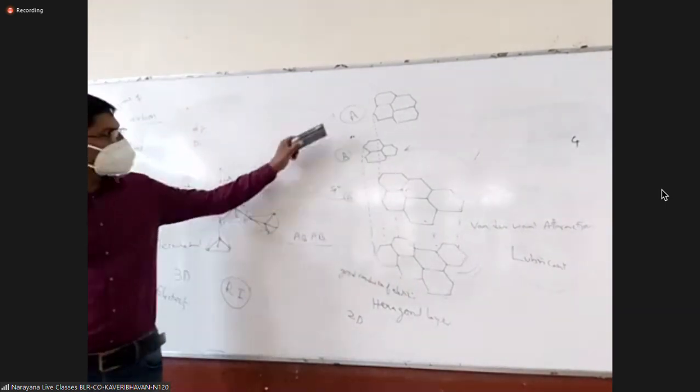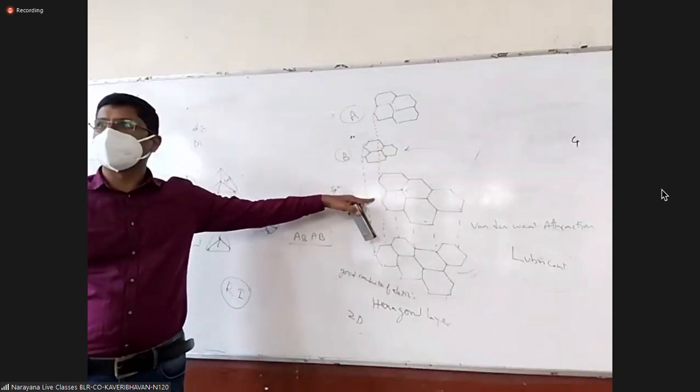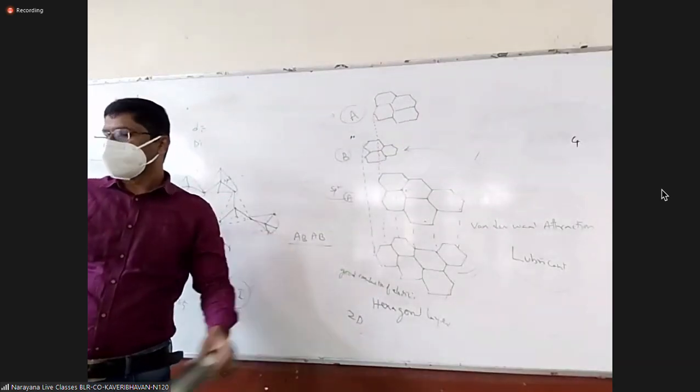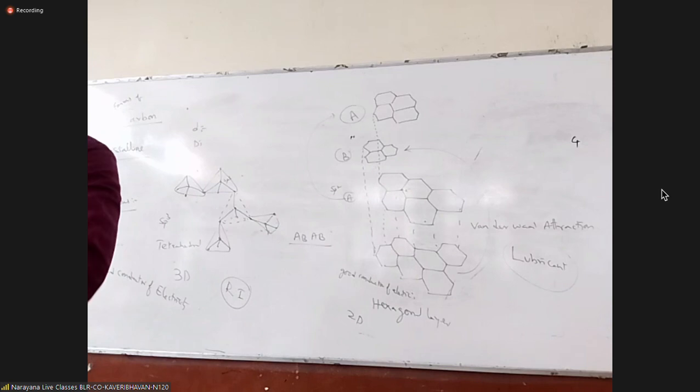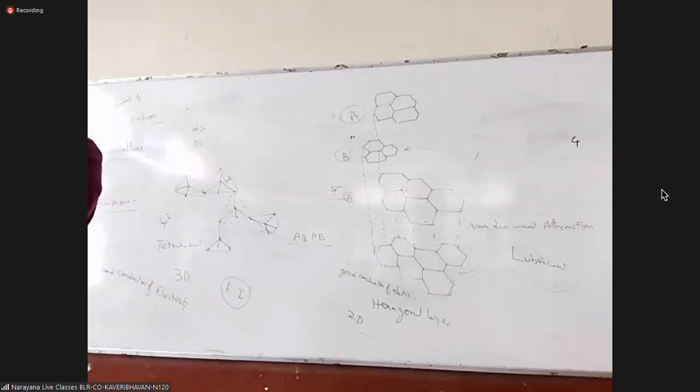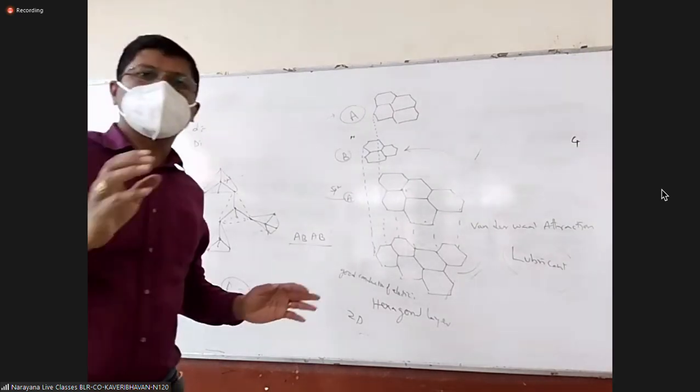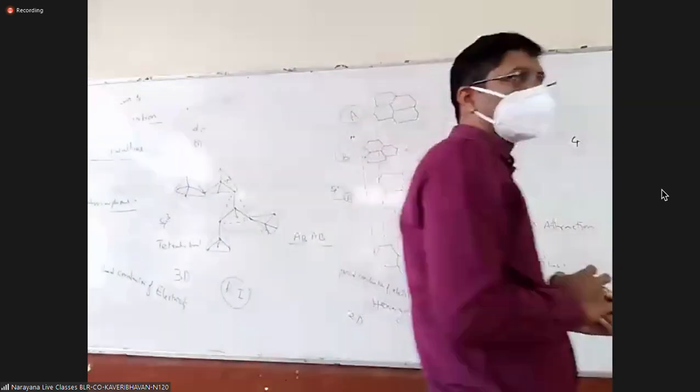So the coming layer will not be exactly below. In the arrangement of the crystal, one is like this, one is like this, the third one is identical to the first, and the fourth one is identical to the second. Like this is the layer arrangement. Between the layers, there are van der Waals forces of attraction. Like that, these are the differences between diamond and graphite. All the points you have to remember. I wrote the major ones in the book.